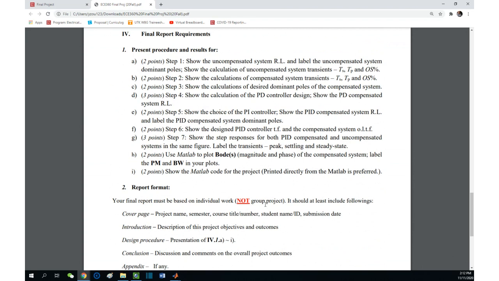Any questions regarding midterm three and the project? Any questions? I can explain.